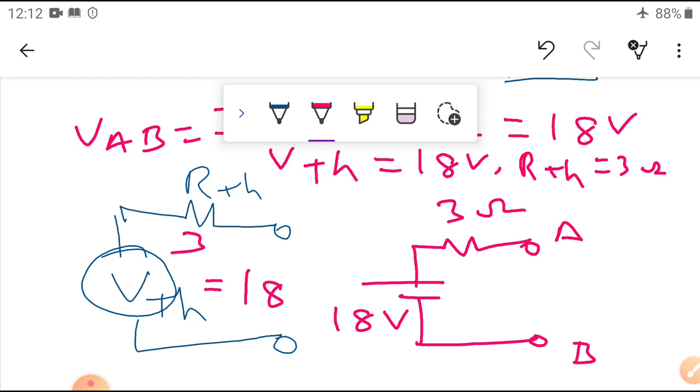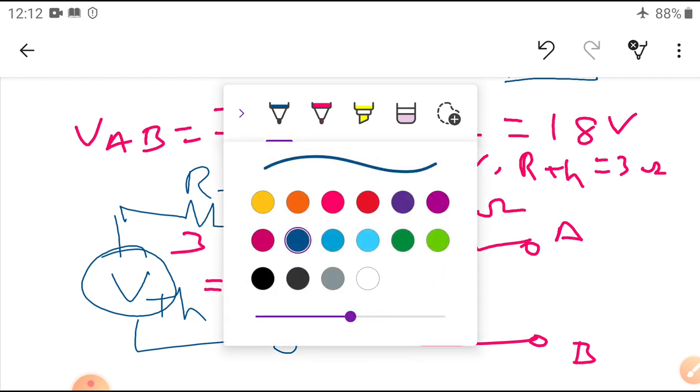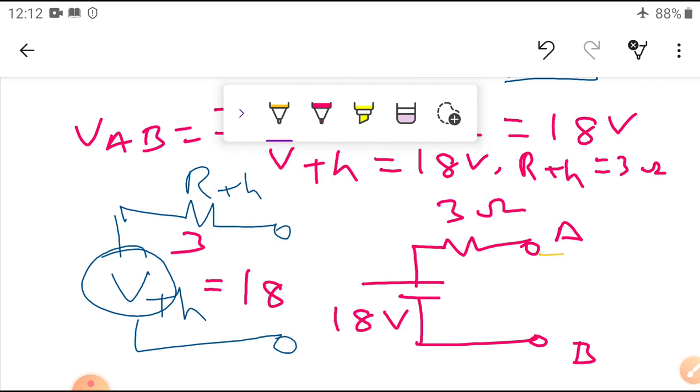Now what came first? So first we removed the 3 ohms, the consumer, who is the 3 ohms. Now whatever they removed, that is the 3 ohms.